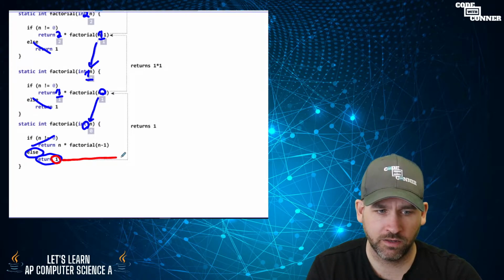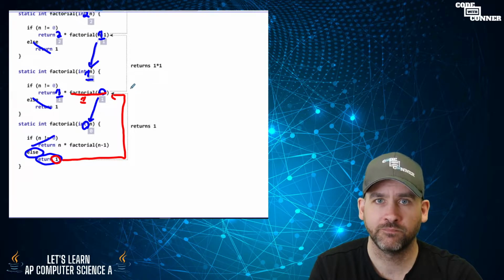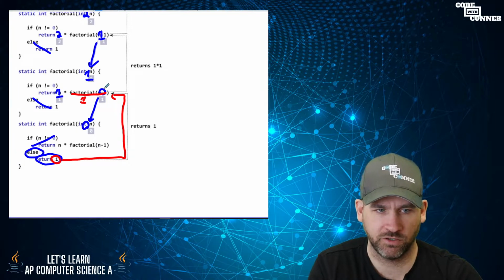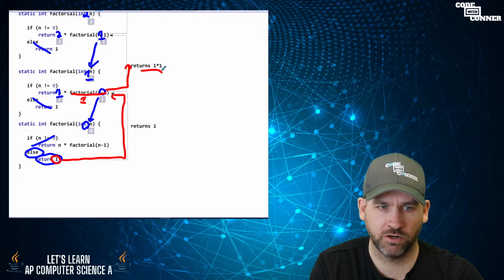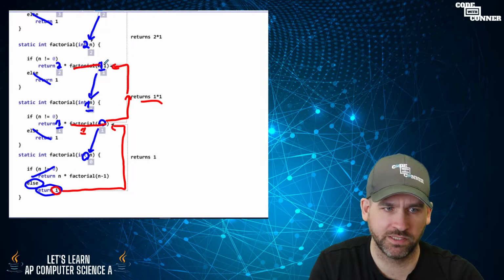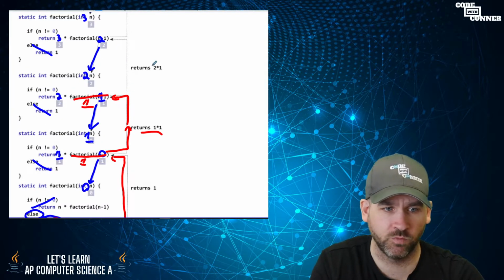This 1 is going to track up here, and all of this is going to get replaced with a 1. So now it's going to do 1 times 1, and then that's going to get returned. So it's going to return 1 times 1, which is 1. And that's going to come here and replace this whole method call. That's a 1. Now it's ready to return this one, so it'll do 2 times 1, and it'll return that 2 value.